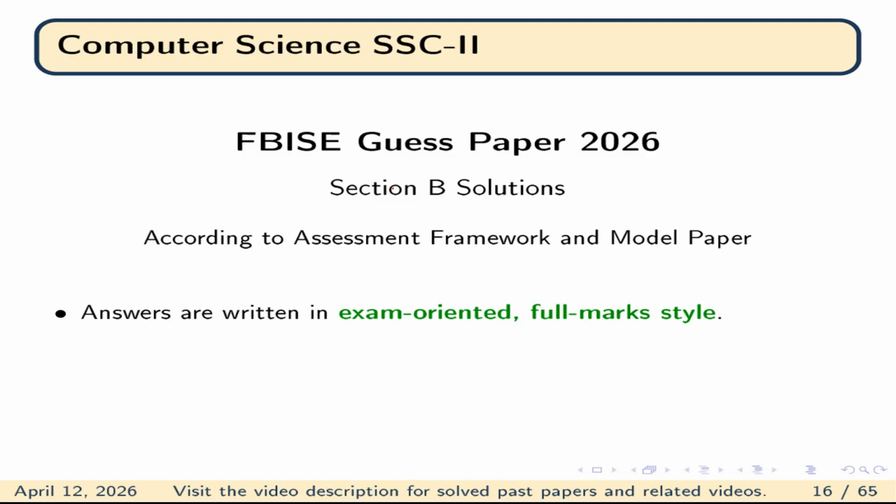This is section B. In this section, you will answer short response questions and each question carries 2 marks. These questions are designed to test your conceptual understanding of the topics rather than simple memorization. All the questions in this section include an OR option, which means you only need to attempt one question from each pair. So read both options carefully and choose the one you understand better.